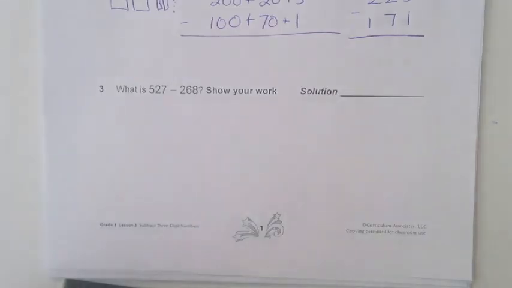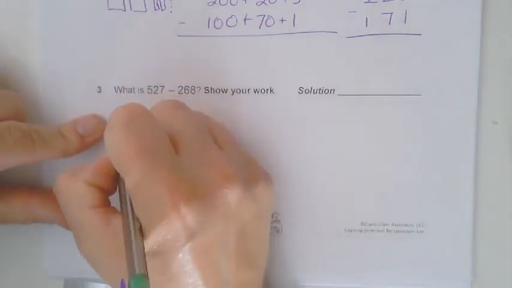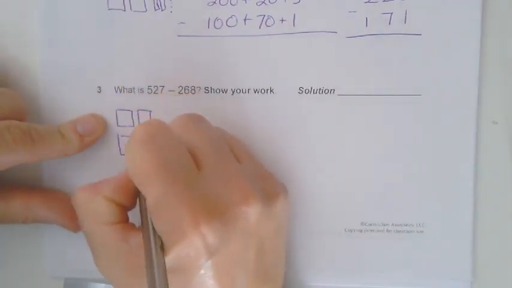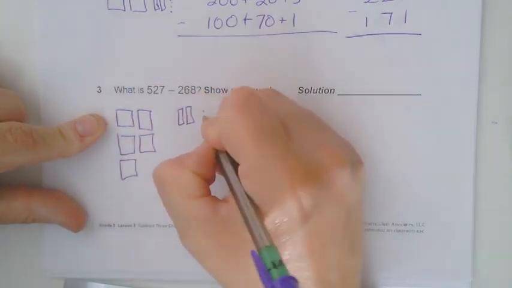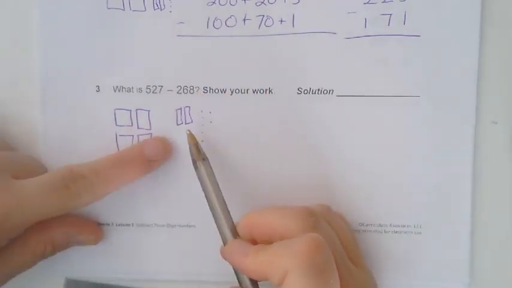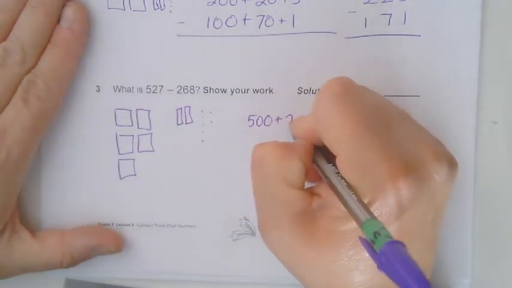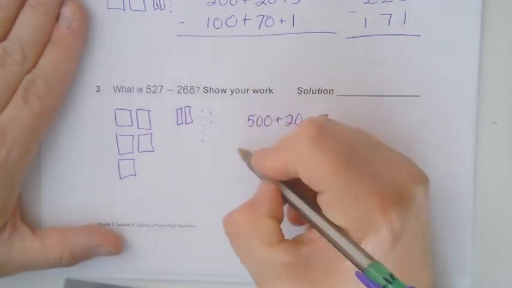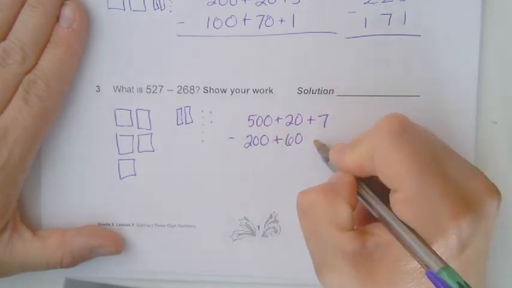All right, now we're moving on to number 3. What is 527 minus 268? So again, you have the same choices. You could draw 500s, 20, 10, and 1, 2, 3, 4, 5, 6, 7, and then cross out 200, 60, and 8. Or you could do it in expanded form, which is 500, 27, and then you want to take away 200, take away 60, and take away 8.